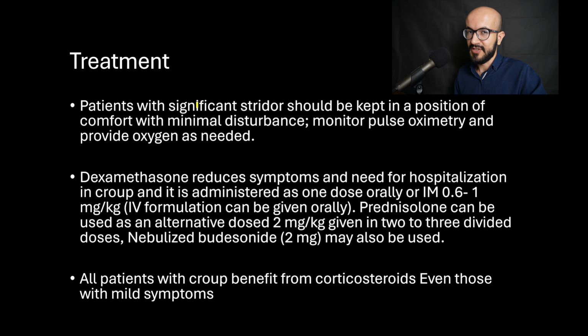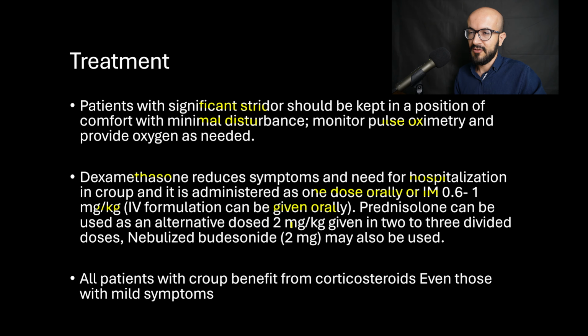Now let's talk about the treatment. So a patient with significant stridor at rest should be kept in a position of comfort with minimal disturbances, and you monitor the pulse oximetry and provide oxygen as needed. Now, dexamethasone reduces symptoms and need for hospitalization in Croup, and it is administered as a one dose orally or intramuscular, and it is dosed as 0.6 to 1 mg per kilogram, and the IV formulation can be given orally.